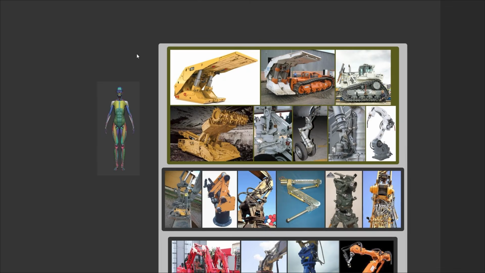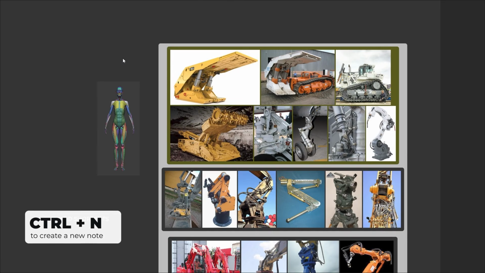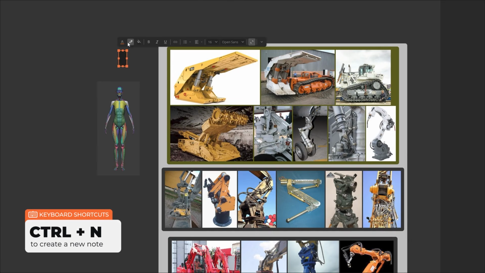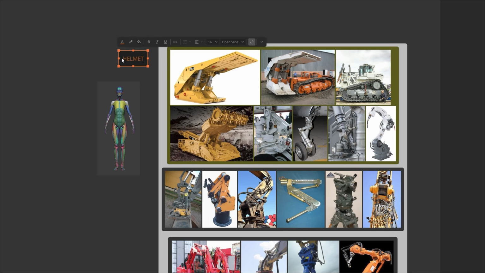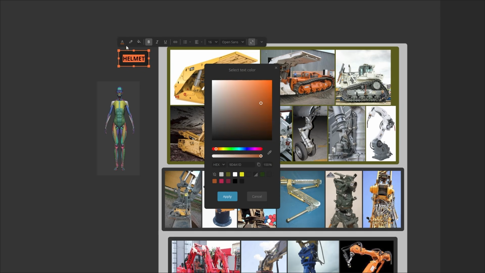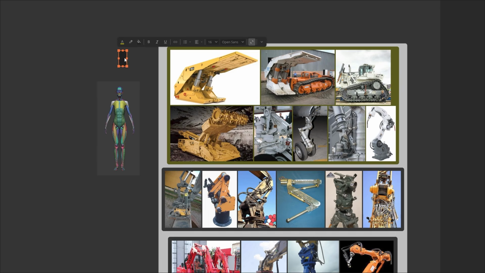Now, another feature that is not new is the text, but I think it goes hand in hand with the new grouping system. If I hold Control and N, that will create a note, but now you have all this rich text and things that you can do with it. So if I type, let's say, helmet, just to have something as my reference, I can make it bold, and I'm going to go for a yellowish color and apply it. Oops, let's type it again.